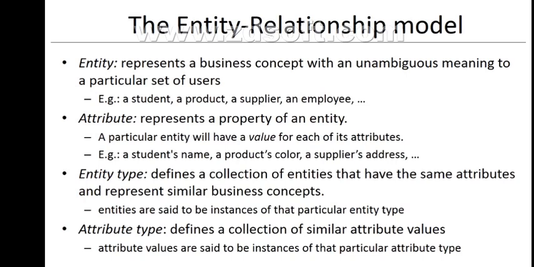An entity type defines a collection of entities that have the same attributes and represent similar business concepts. In other words, entities are said to be instances of that particular entity type. An attribute type defines a collection of similar attribute values. An attribute value is an instance of an attribute type.